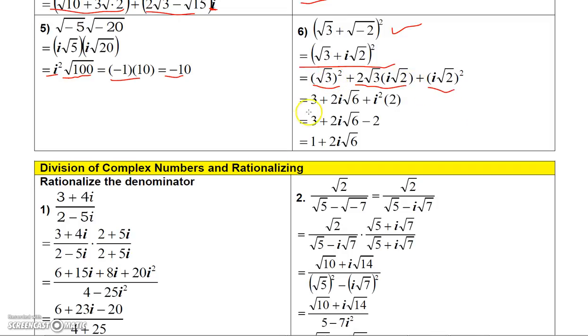And now square root of 3 squared is 3. 2 times square root of 3 times square root of 2 i would just be 2 times square root of 6 i, which we write as 2i square root of 6. If you square this, you get i squared times 2. So i squared is negative 1. So that's negative 1 times 2, or minus 2. And then you have the 3 and the minus 2 you can combine, and you can get 1 plus 2i square root of 6.